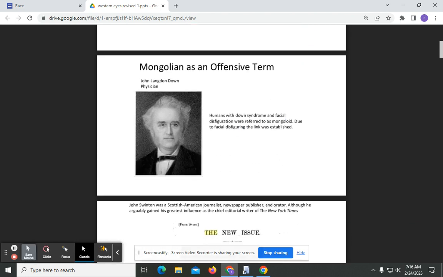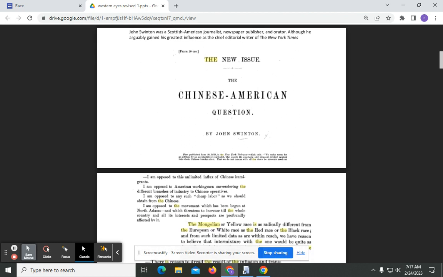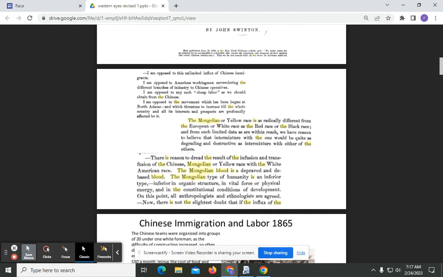Moving down, we already looked at the racial theories behind Dunn and the way he viewed people from Asia. We looked at the racial theories in the 1800s. And when we're looking here at the Chinese American question, it's really going to be how the country is going to deal with this particular issue of the influx of Chinese migrants to the United States, who are primarily coming here for work.